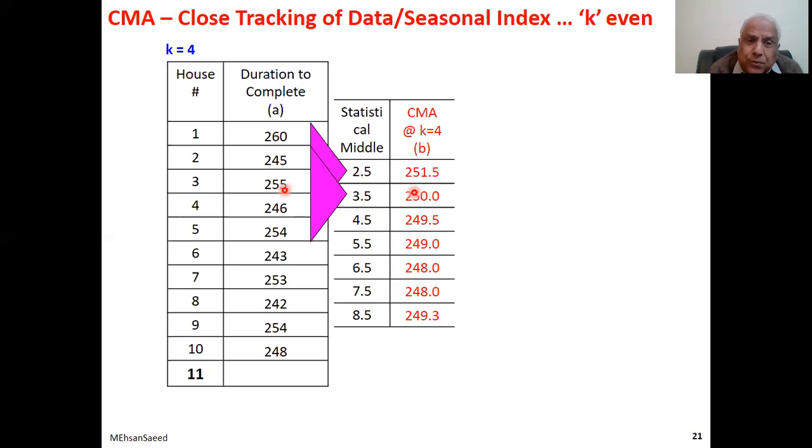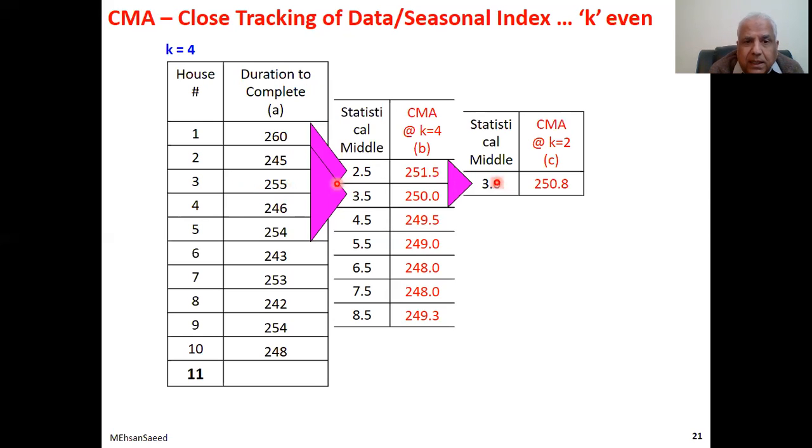When we average these 2, the statistical middle of 2.5 and 3.5 is 3. So we can place this averaging data now in front of 3, and we can carry on with our business. Here we are. So when we average these 2, we get this figure. And as you can see, the statistical middle of 2.5 and 3.5 is 3. So now we are in a position to divide 255 by 250.8, to get our index.